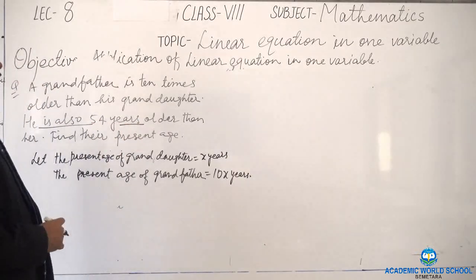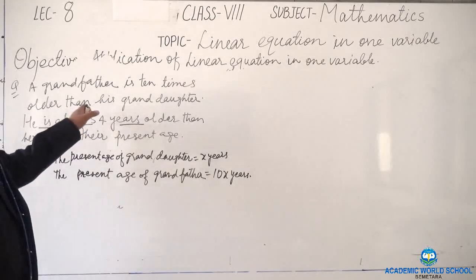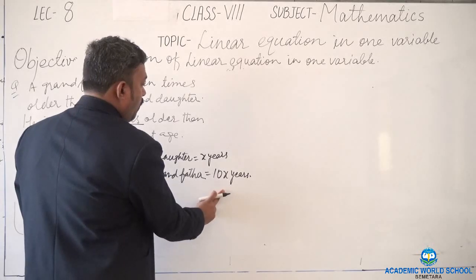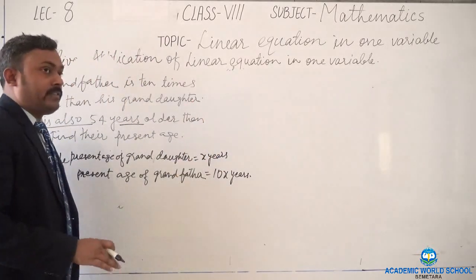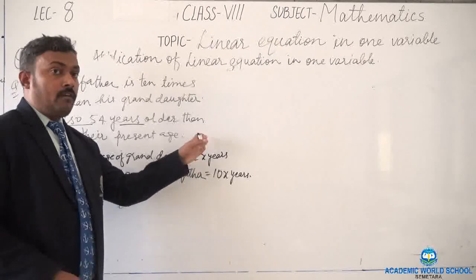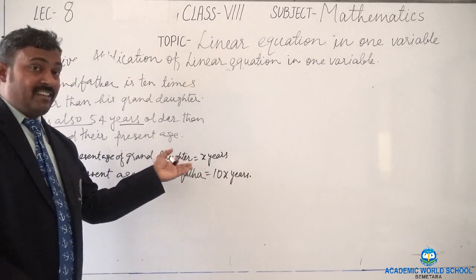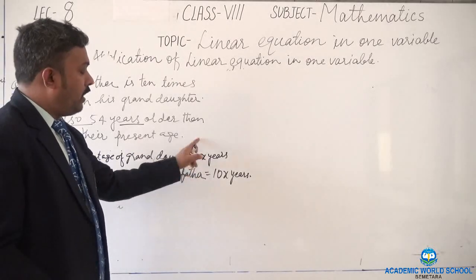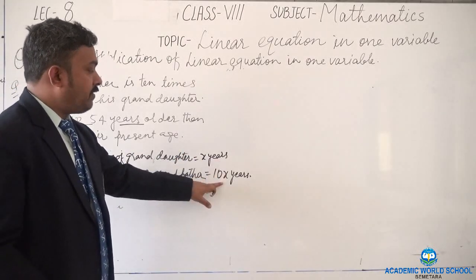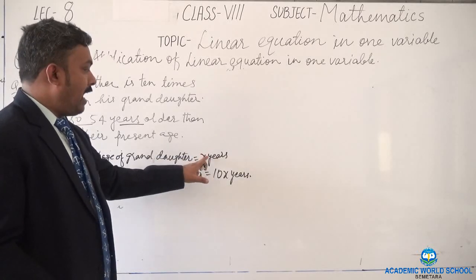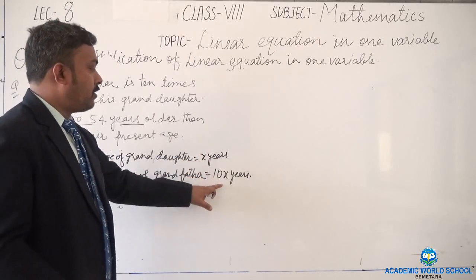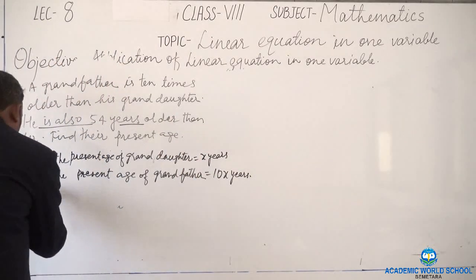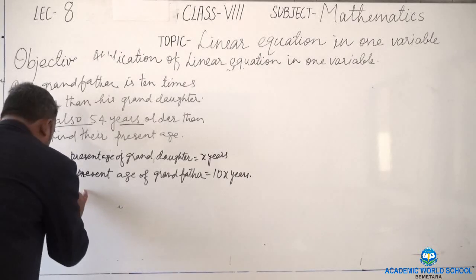This is the condition. So he is also 54 years older. Now this 10x is 54 more than x. 10x is 54 more than x. So how are we going to form the equation? To equate them, since this one is 54 more, either we add 54 to the smaller one or we subtract 54 from this one.